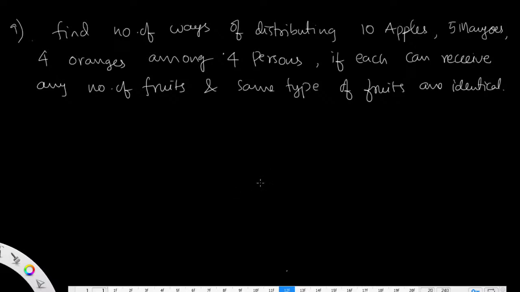By using Beggar's formula, we can directly get the answer within 1 minute. Otherwise we can do it by drawing cases: all are different, two types identical, or all identical, with sub cases. But in the short form, by using the Beggar's method, the formula is n plus p minus 1 C p minus 1. What is the answer? Give the response.